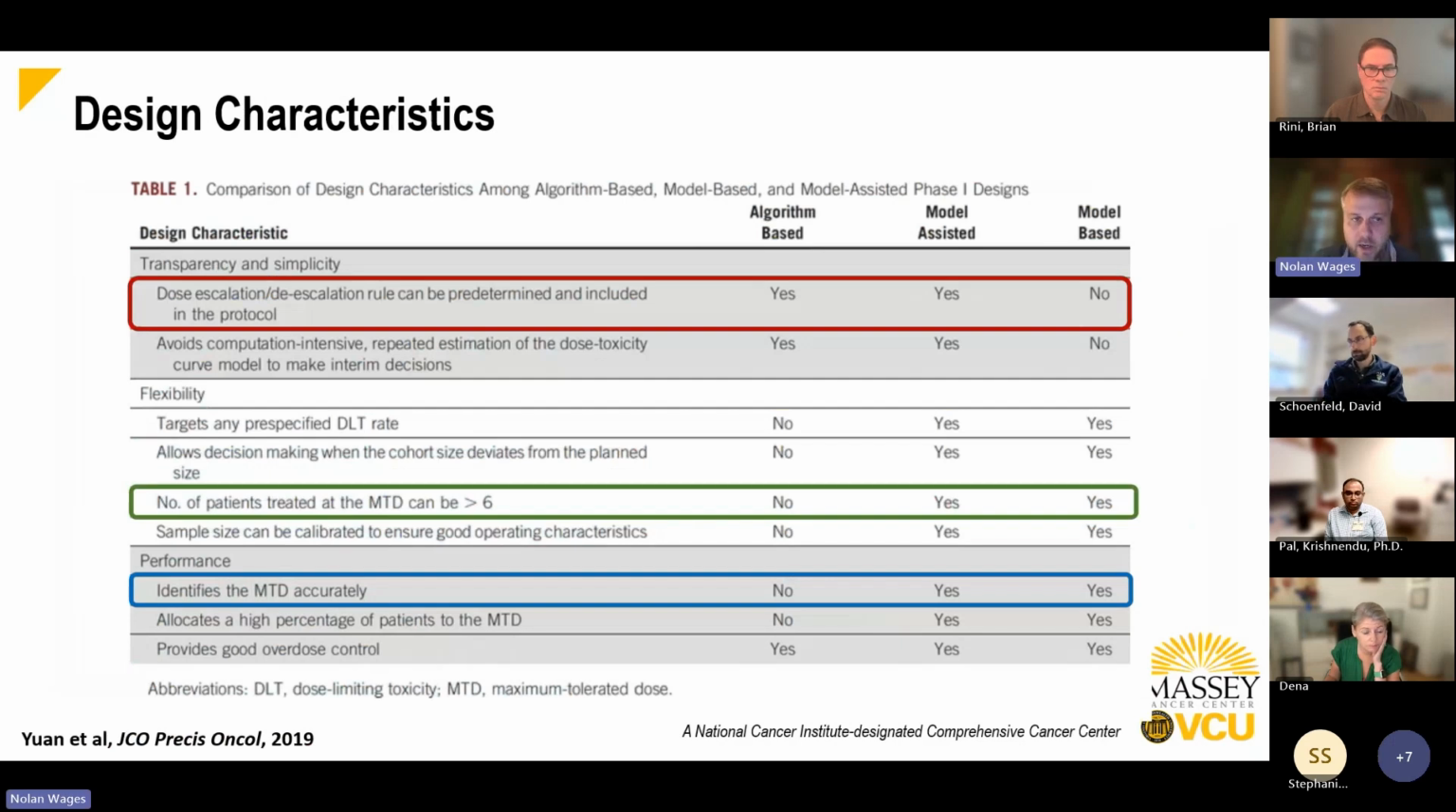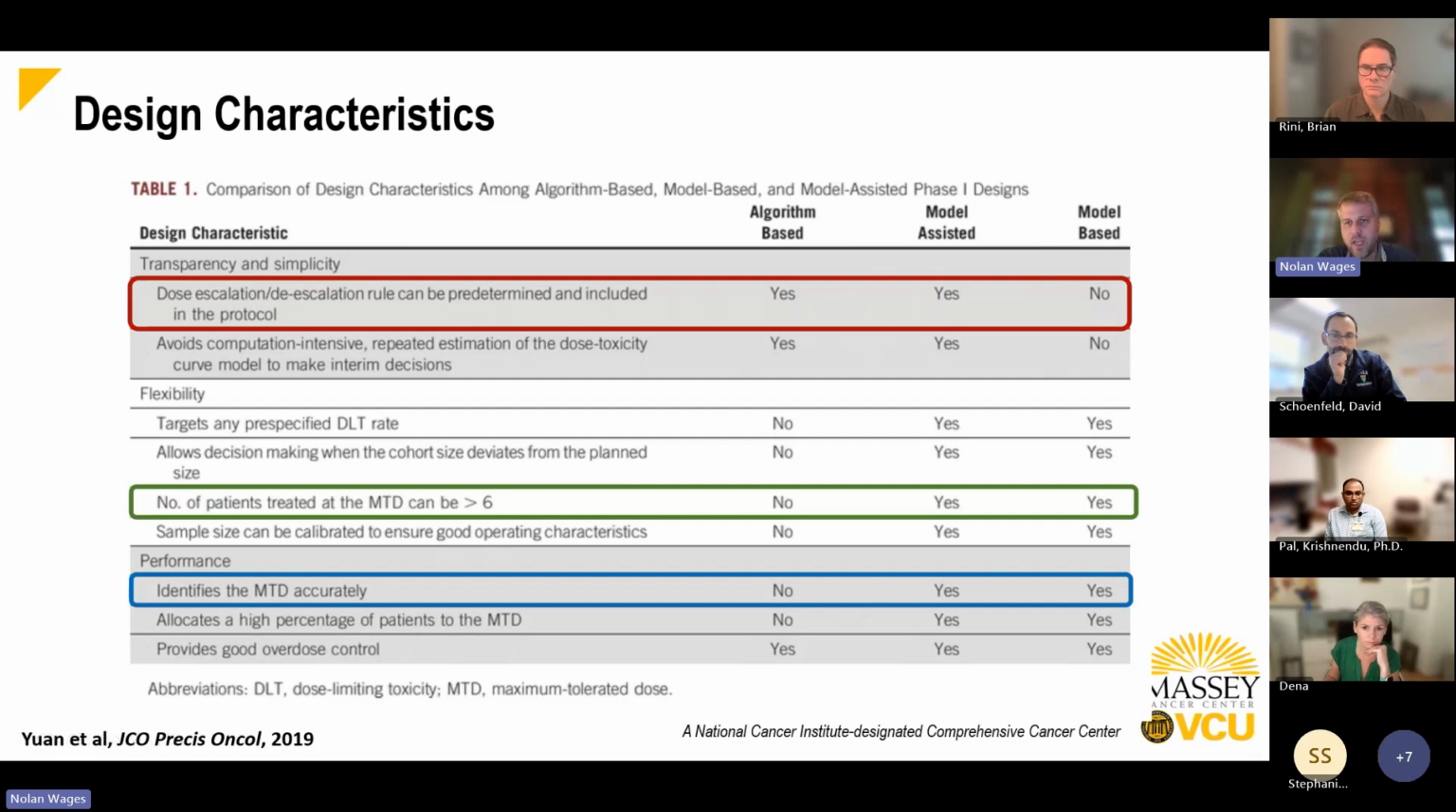So these are other design characteristics that I wanted to highlight among the different classes of designs: algorithm-based, model-assisted, model-based. In the red box, it's highlighting that with algorithm-based designs and model-assisted designs, the dose de-escalation and escalation rules can be predetermined and included in the protocol. So like the 3+3, I know if this happens out of 3 patients, I'm escalating the dose or I'm de-escalating the dose. Model-assisted designs, as we'll see, also have that property. All of the rules are transparent and are able to be put in a protocol. This is not true for model-based.